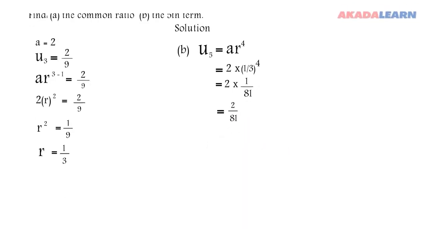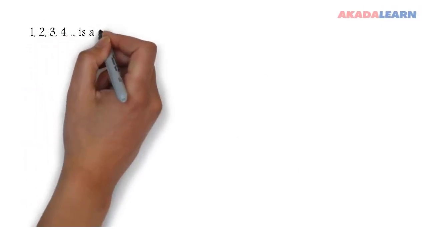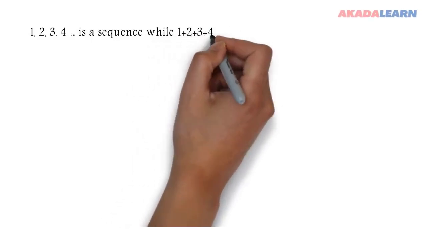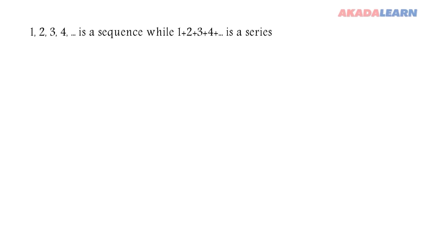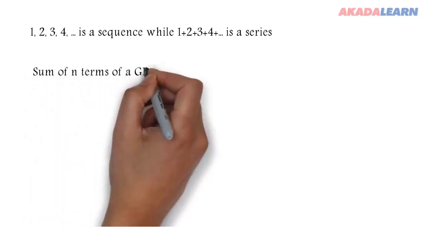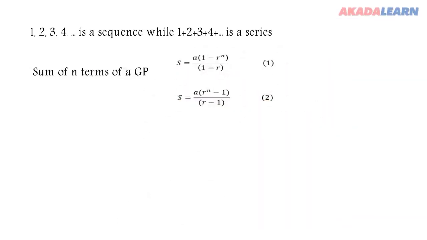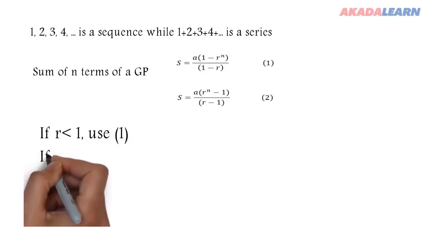So when we have 1, 2, 3, 4, so those set of numbers, we call it sequence. But when we now introduce our plus sign between them, we now call it series. So let's see the formula now for the sum of n terms of a GP. So we have 2 sets of formulas there. Now we use the first formula if our common ratio is less than 1, that is a negative number.